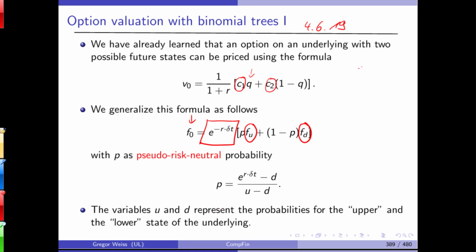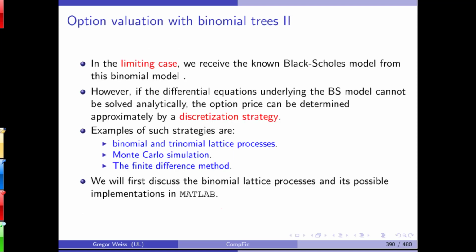Those variables U and D, these were the physical probabilities for the up and down state of the underlying or the security which we want to price. We've already seen that in the limiting case we get the Black-Scholes model. However, if the differential equations that the Black-Scholes model is based on cannot be solved analytically, which is the case for almost all exotic options, we can try our hand at a discretization strategy. And three types of discretization methods will be discussed here.